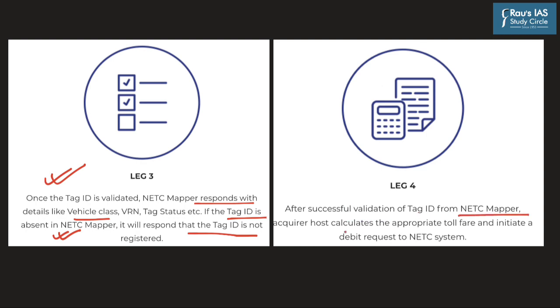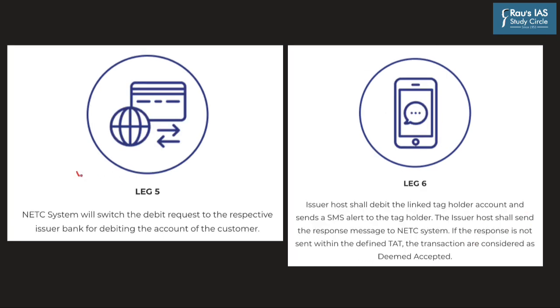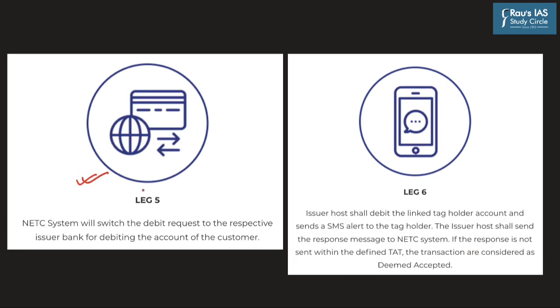Moving to leg 4 of the transaction, it says that after successful validation of the tag ID from the NETC mapper, the acquirer host at the toll calculates the appropriate toll fee and initiates a debit request to the NETC system. Now moving to leg 5 of the transaction, once the NETC system initiates a debit request, it will switch the debit request to the respective issuer bank to debit the account of the customer.